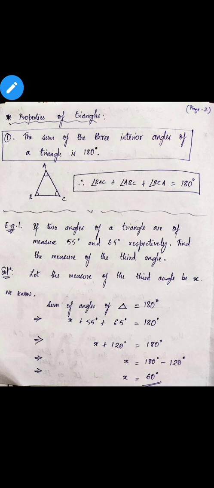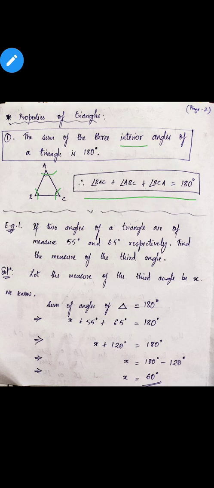Okay, so now if we go to the next page, the properties of triangles. Property 1. The sum of the 3 interior angles of a triangle is 180 degree. Here interior means inside. Okay, inside. The sum of the 3 interior angles of a triangle, that means the angles inside the triangle, that is angle A, B and C. So when we add all this together, we will get 180 degree. Okay, this is the first property.